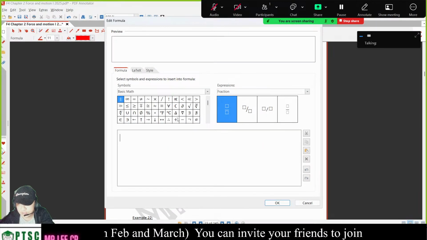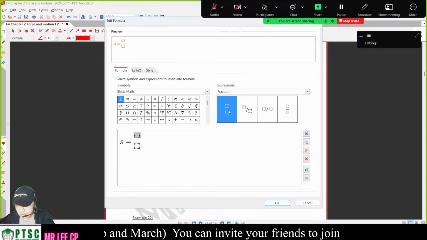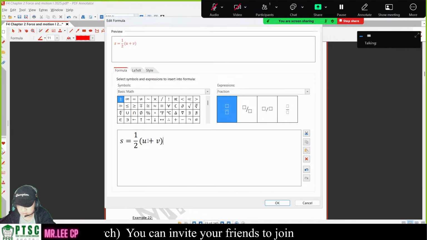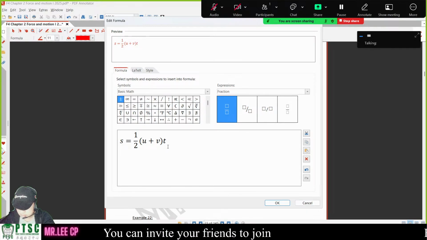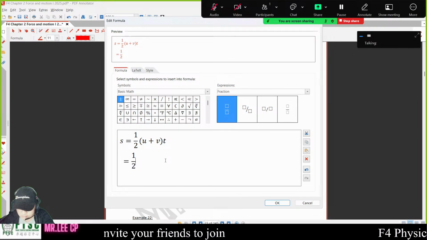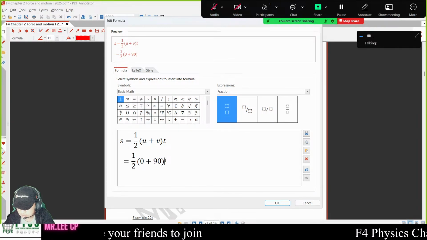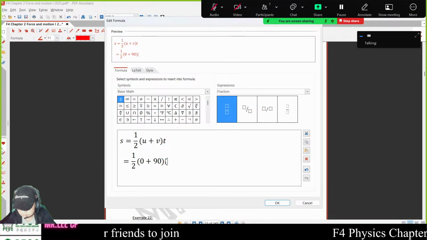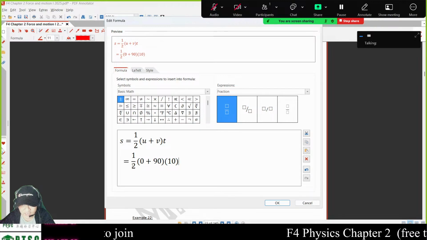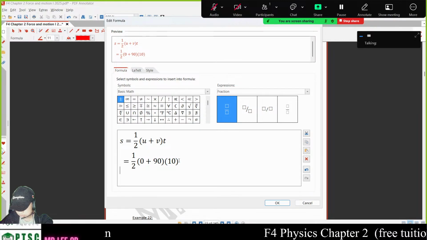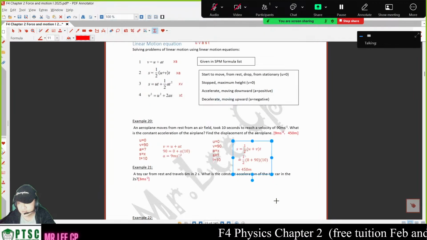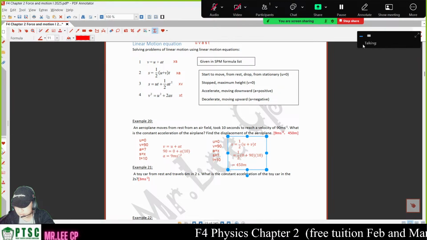Second formula is S is equal to half U plus V times T. Right? So S is the one that we want to find. Half, U plus V. U I know, 0, V is 90, T is 10, right? So 90 times 10 is 900. 900 divided by 2 is 450. So the answer is 450 meters. So this is how we do it. 450, yeah, correct.